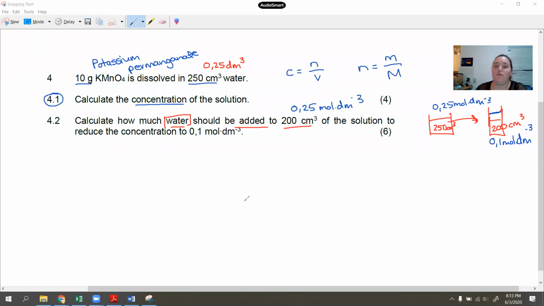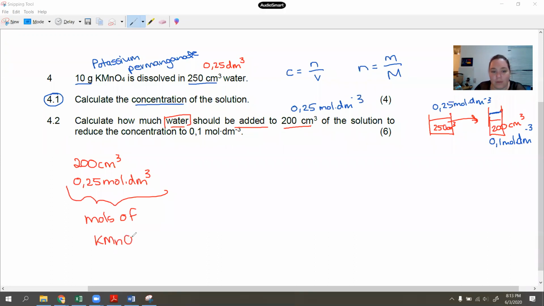All right. So the first thing that I would do personally is I would work out, in the 200 centimeters cubed that had a concentration of 0.25 moles per decimeter cubed, how many moles I had. Because that number of moles, if it starts in here, will still be in the total container, even if we top it up with water. The water isn't going to add any more moles of potassium permanganate. So I would start by working out how many moles I had in the 200 centimeters cubed when we worked out the concentration in the previous question.